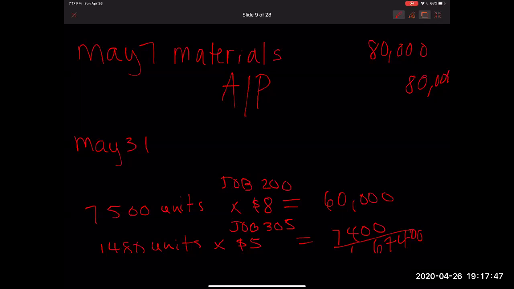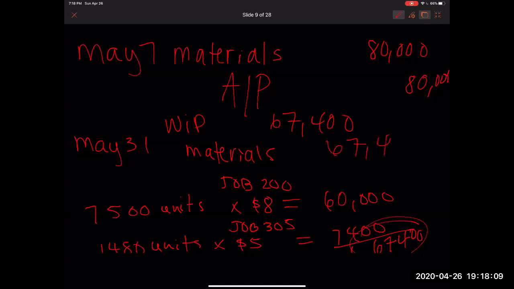So again, I'm running out of space, but hopefully you can pause this and then you'll see it. The way this is going to look is I'm going to do a work in process, and that amount is going to be for the 67,400. And then what account is decreasing? Hopefully you said your materials, right? Your materials is your credit in the amount of 67,400. Okay. All right.